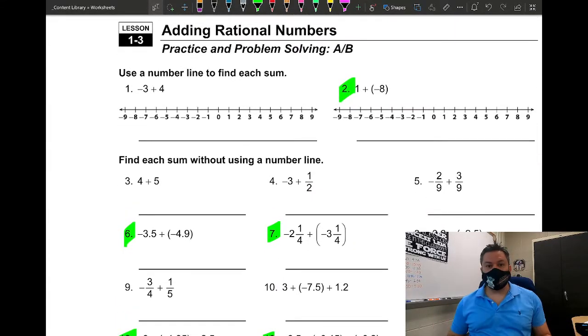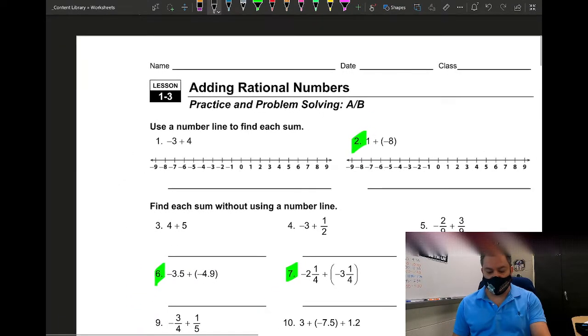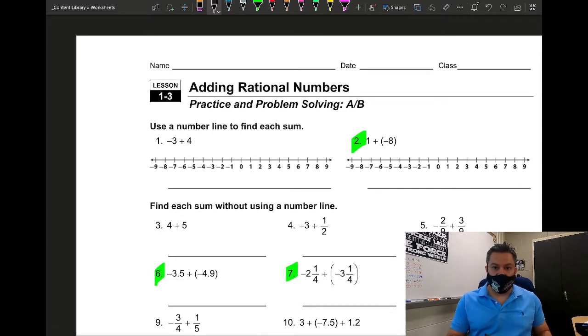So number 2, we're going to be using a number line. Again, remember, now that we're adding rational numbers, we're going to have a mix of positives and negatives, and we're going to have to use a set of rules. And I'm going to write those rules on the side in a little bit. Hopefully, this will help you throughout the assignment.